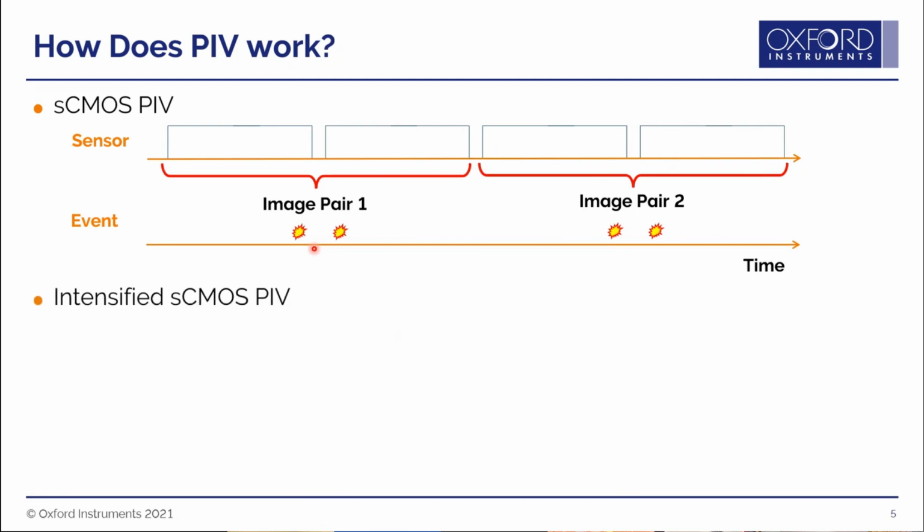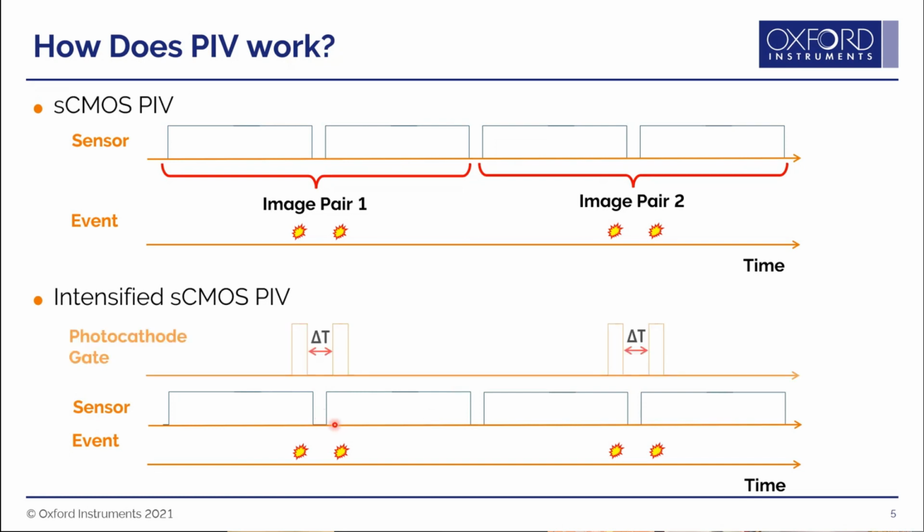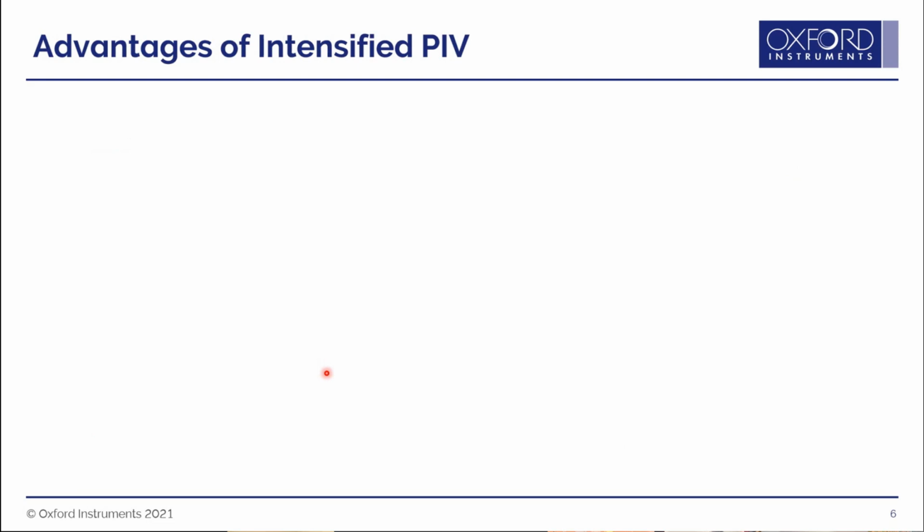But one of the great things about a device such as the iStar sCMOS is that you can use it for intensified sCMOS PIV. So you have your same event, or two events that are happening close together in time, or two things you want to observe close together in time. But in addition to having the sensor set up in this way, you can also use a photocathode gate. And this has several advantages, which I'll talk about now.